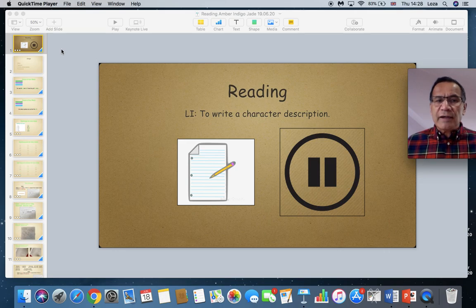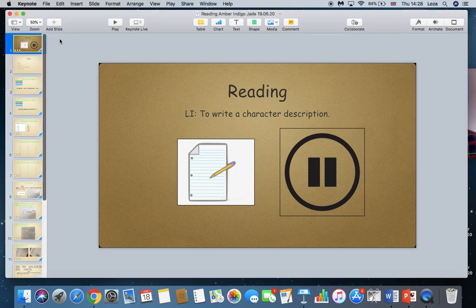Now the aim today is to write a character description. Yesterday we began writing this description. Remember, we wrote about what the dragon looked like, their appearance on the outside. And yesterday we were looking at writing a description of their personality, what they're like on the inside. So we're going to continue with that today. So let's begin our lesson.